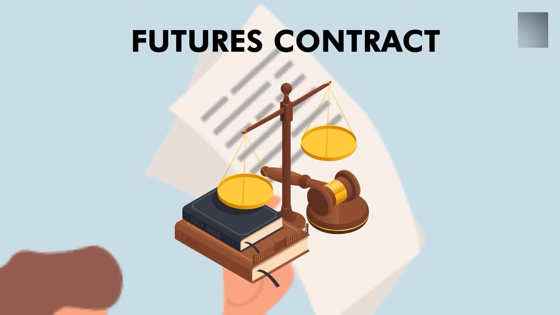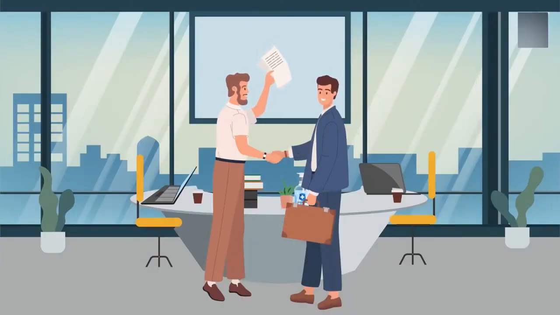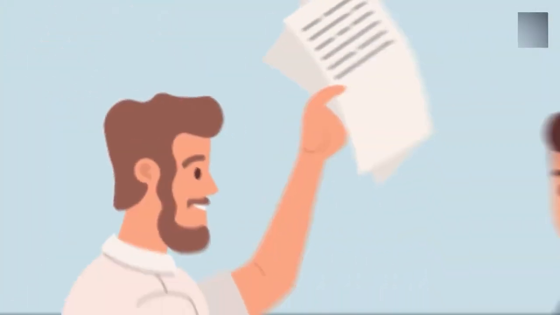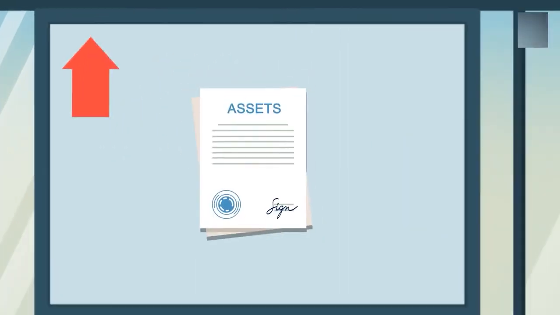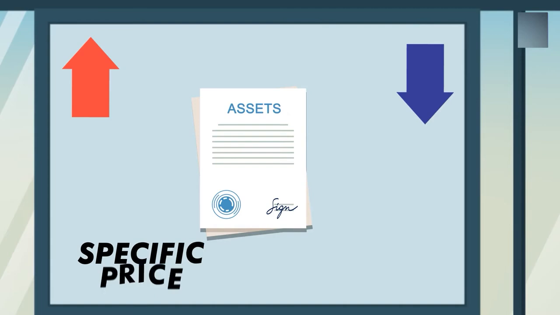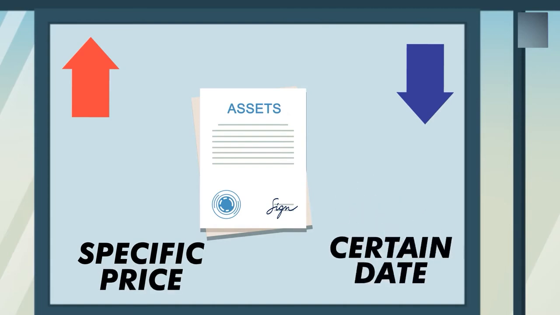Today's topic is futures contract. A futures contract is a legal agreement between two parties, which are the buyer and the seller, about an asset which they anticipate to purchase or make a sale at a specific price and on a certain date.